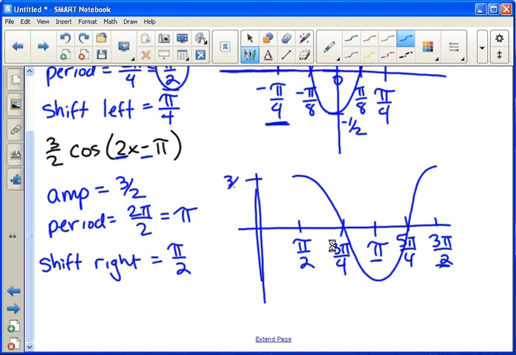Okay, so hopefully that's helpful to you. If you want to practice these, the sections in your book that have those are up there on the screen now. And good luck.